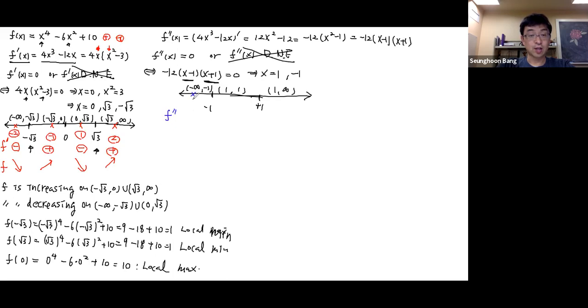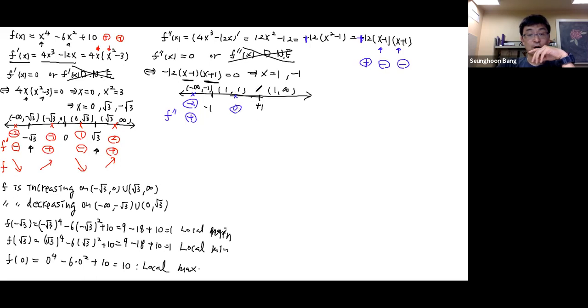You can choose a test number. You choose negative 2 and plug negative 2 into here. The negative 12 is always negative. Negative 2 minus 1 is negative. Negative 2 plus 1 is negative. We have 3 negative numbers, so, sorry, this is a positive. This is my typo, sorry about that. So we have positive.